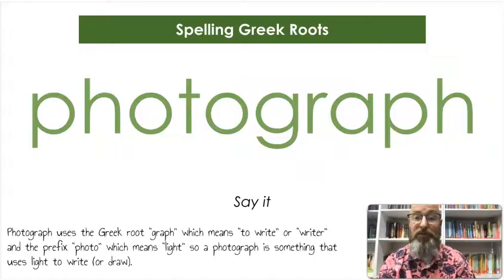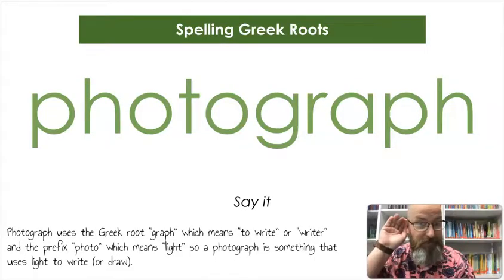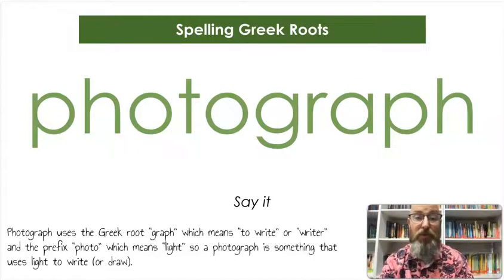Our next word is photograph. Say photograph. Photograph uses the Greek root graph, which means to write or writer, and the prefix photo, which means light. So a photograph is something that uses light to write, or I guess sort of draw.